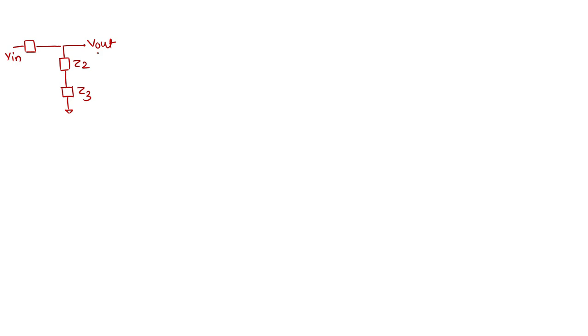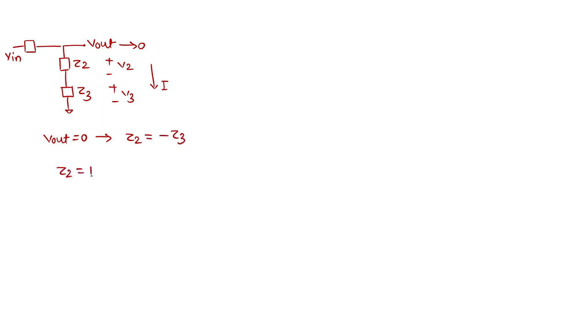This is my gain, and my target is to make the output 0. What I am seeing here, this is my V2 and this is my V3, and some sort of current is flowing across them. Then for this output to be 0, what should be the condition? Z2 should equal minus Z3.